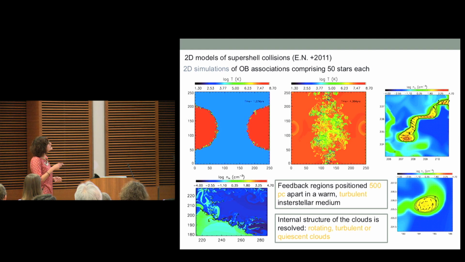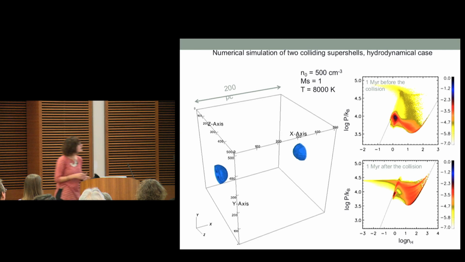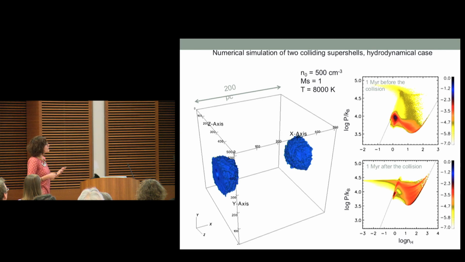So the shells become unstable due to the Vishniac instability and the thermal instability. You have all these cold clumps that are barely visible on their surface, and when they collide, they get squashed, they are very elongated. So here you see some close-ups of only a couple of parsecs scale, where you see also the velocity structure of these.